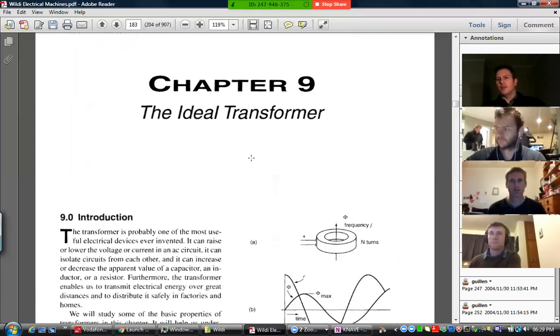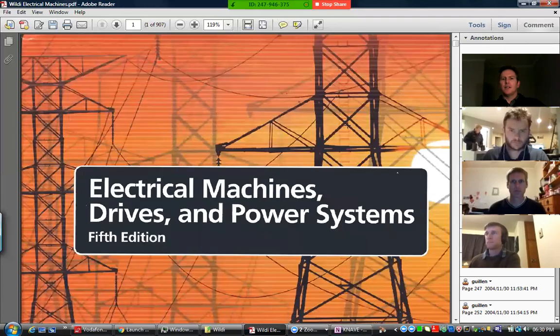If you jump straight to page 183, you'll get to the section on ideal transformers. This book looks something like that, and there are a couple of copies in our library. That won't help most of you guys.